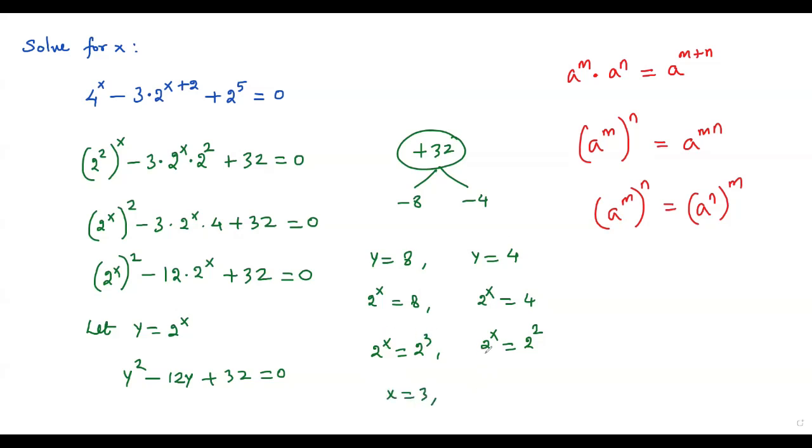And here also the same thing. The base on the left side is 2. The base on the right side is also 2. The same base. Then we can equate the exponents. Then I'm getting x equals 2. So solving the given equation for x, I got two values for x. One is x equals 3 and the other one is x equals 2.